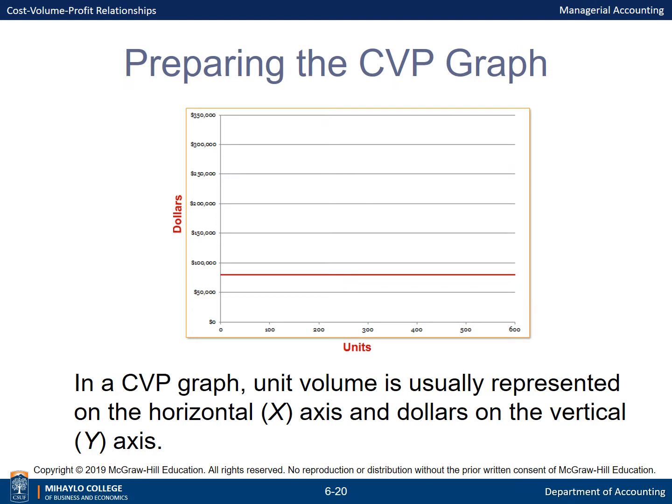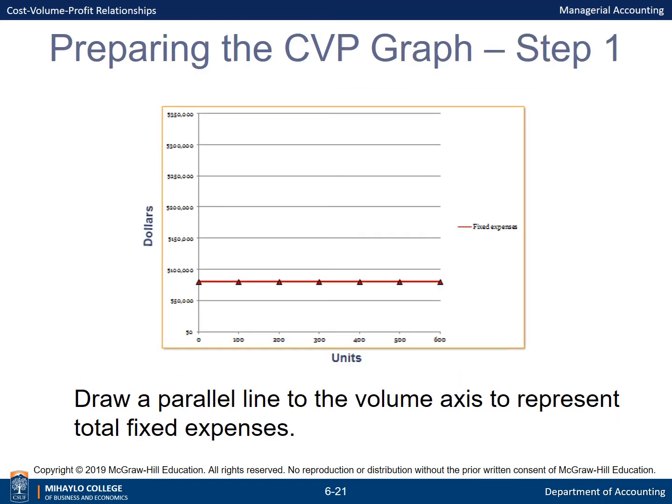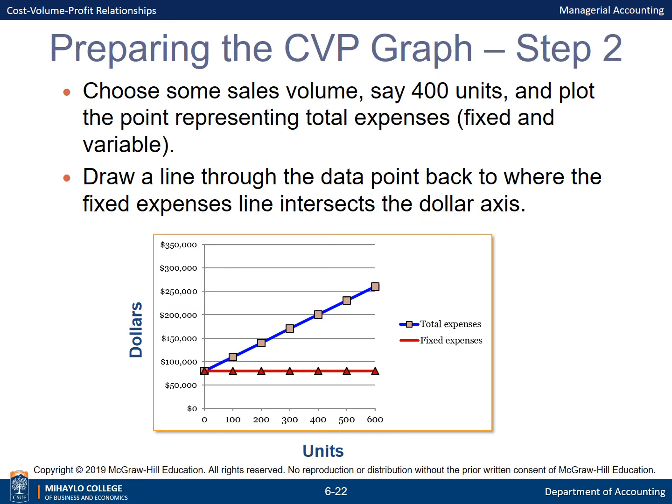In a CVP graph, unit volume is usually represented on the horizontal x-axis and dollars on the vertical y-axis. Draw a line parallel to the volume axis to represent total fixed expenses of $80,000. Choose some sales volume, say 400 units, and plot the point representing total expenses, fixed and variable, at that sales volume. Draw a line through the data point back to where the fixed expenses line intersects the dollar axis.